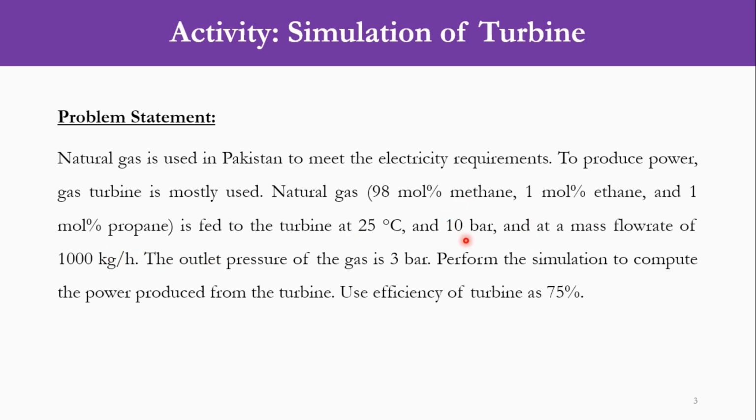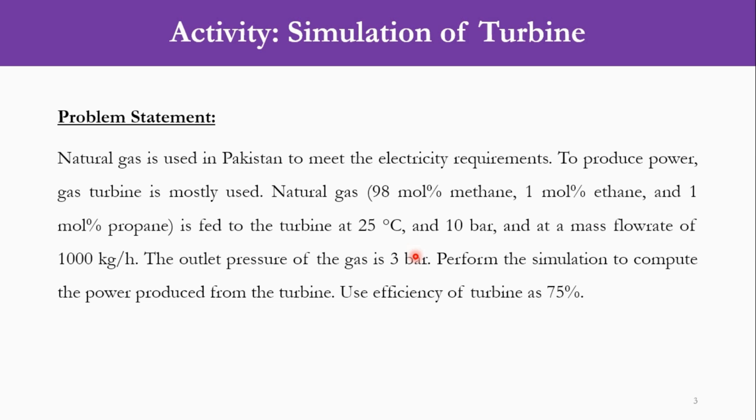So this is the pressure of the inlet stream to the turbine. The outlet pressure of the gas from the turbine is 3 bar, so there is a delta P of 7 bar. We can install a throttle valve and do the pressure drop. But what if we install a turbine or a turboexpander to extract power using this pressure drop?